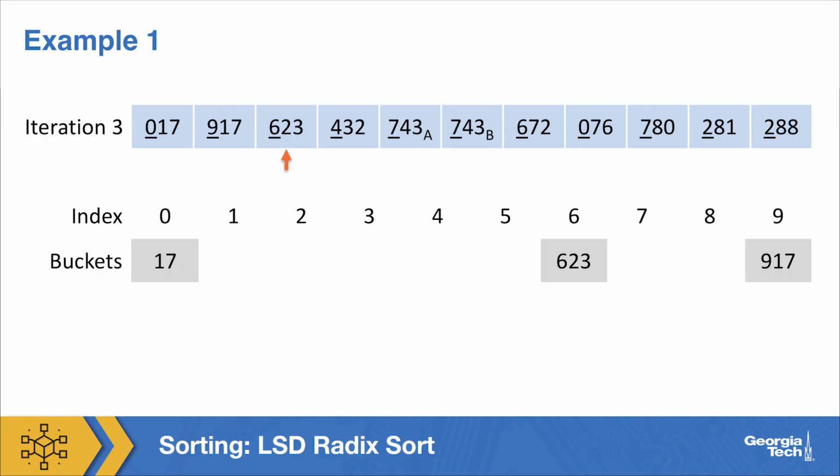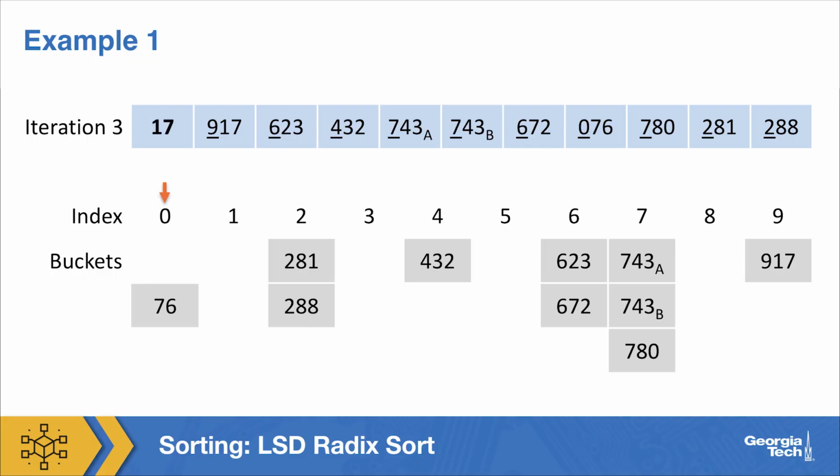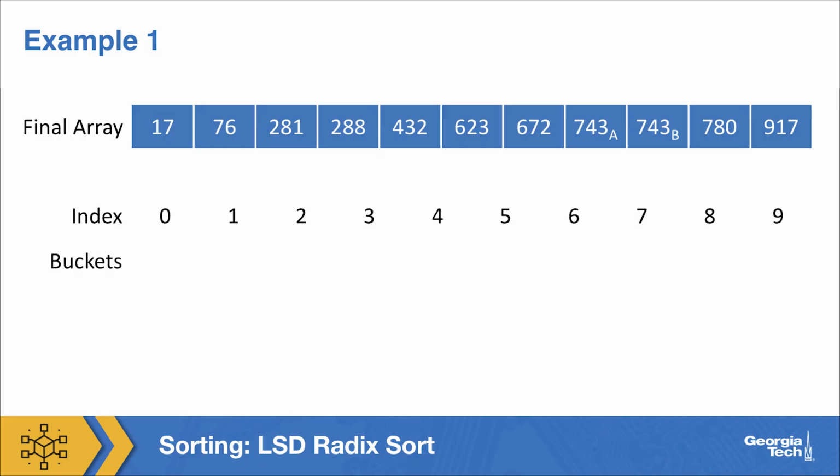917, 623, 432, 743, 743, 672, 76, 780, 281, and 288. We now enter the loop to empty the buckets. Watch as we empty the buckets and all of the data from the buckets is copied back into the array. The array is now fully sorted.